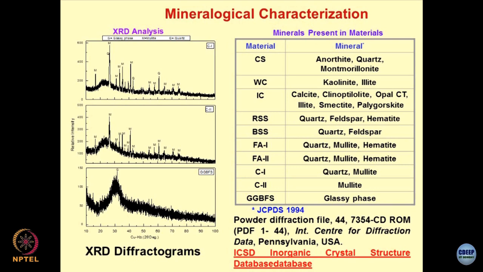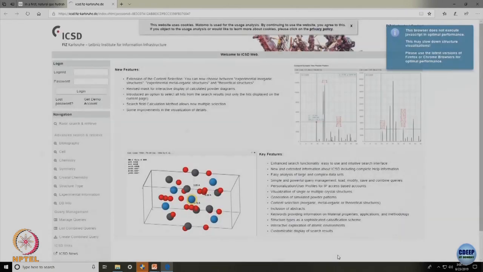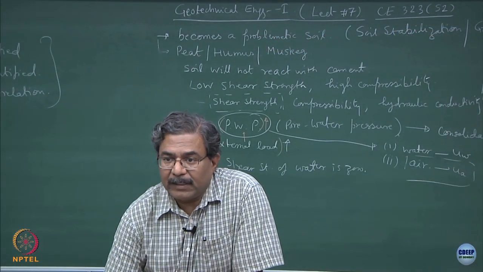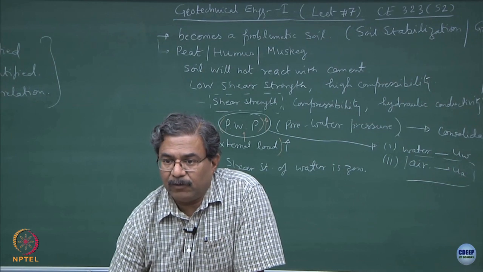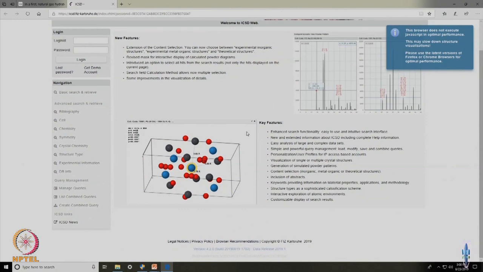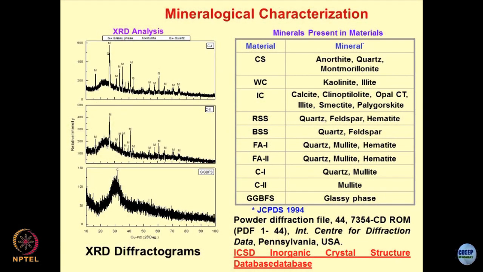So, if you click over here, ICSD, you will go to a web page which deals with the database of minerals. There was a time when my students used to sit down and match the D value up to the fourth decimal place. They used to spend months together. Now, things are very state of the art. It's a matter of a few minutes when you can get the results, but yes, how to use the results judiciously is a big question. This is what is known as the Inorganic Crystal Structure Database.